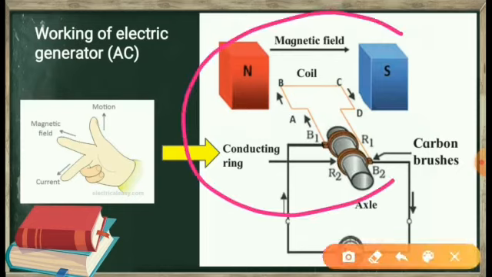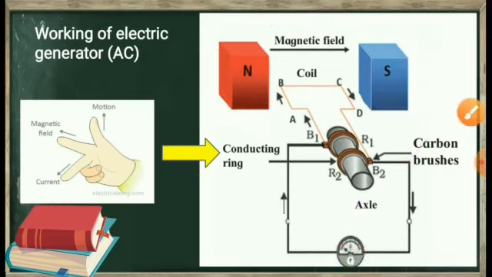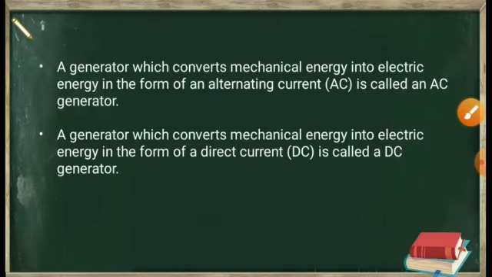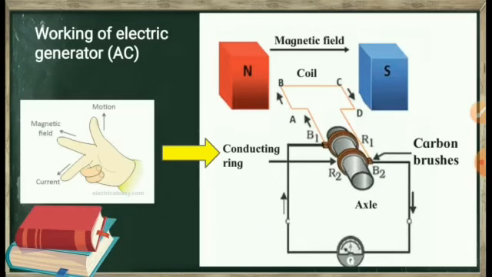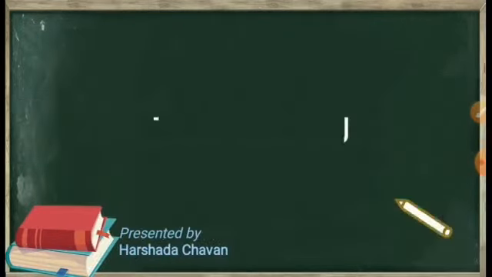But the working that I explained before was the working of an AC generator. Now let us see. A generator which converts mechanical energy into electrical energy in the form of alternating current is called an AC generator, which we have studied using Fleming's right hand rule. A generator which converts mechanical energy into electric energy in the form of direct current is called a DC generator, that I have explained after explaining how the AC generator works. Thank you.